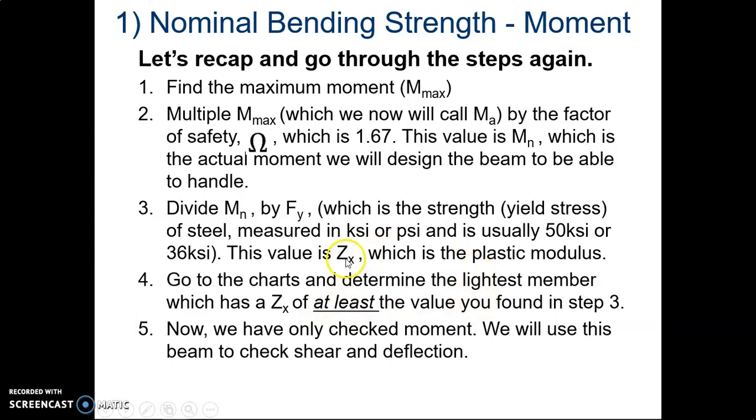So if what I found in step 3 was 30 for my Z of X, I will then go to the chart and I will find the lightest member which has a plastic section modulus of at least 30. If it's 31, that's good. If the chart gives me a Z of X of 29 for a specific beam, that's not good. It's at least as big as this. And once you do that, you're actually done with checking moment.